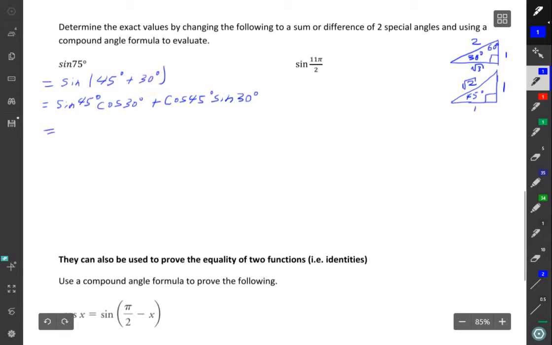Coming back over here, the sine of 45 is the opposite over the hypotenuse, which is 1 over root 2. The cos of 30 is the adjacent over the hypotenuse, which is root 3 over 2. And I shouldn't have put a plus sign in there, so let's get rid of that and put brackets around these. Plus the cos of 45 is the adjacent over the hypotenuse, 1 over root 2.